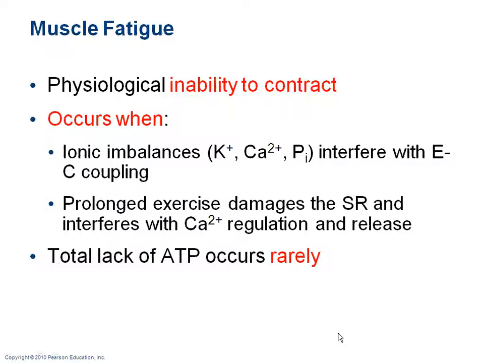Okay, muscle fatigue. Pretty much if you're unable to contract anymore, this is muscle fatigue. And there's a number of reasons for this. A total lack of ATP rarely occurs.